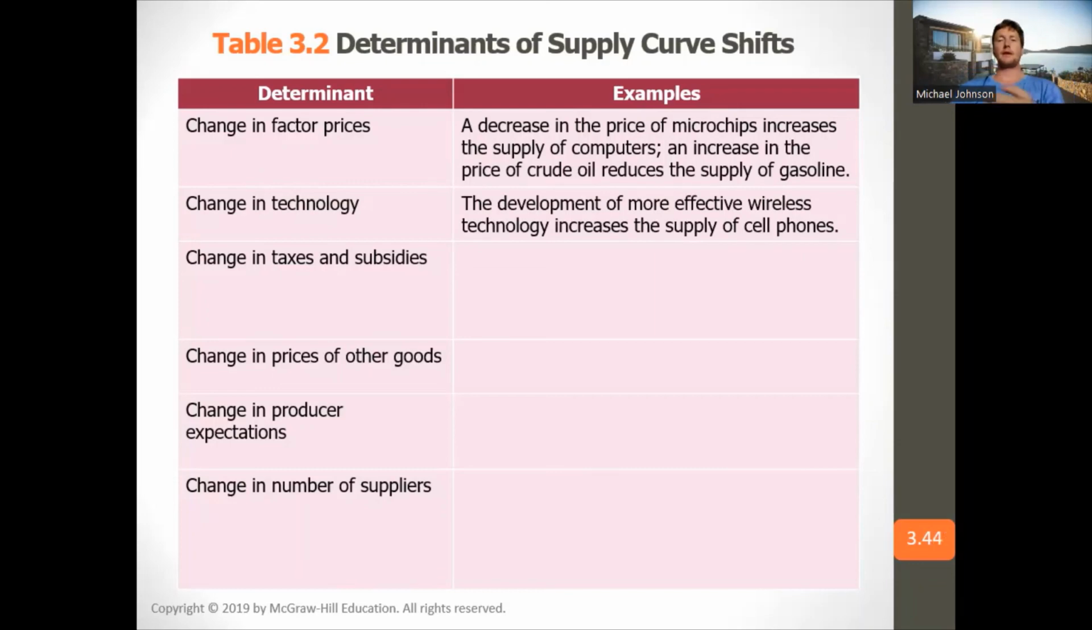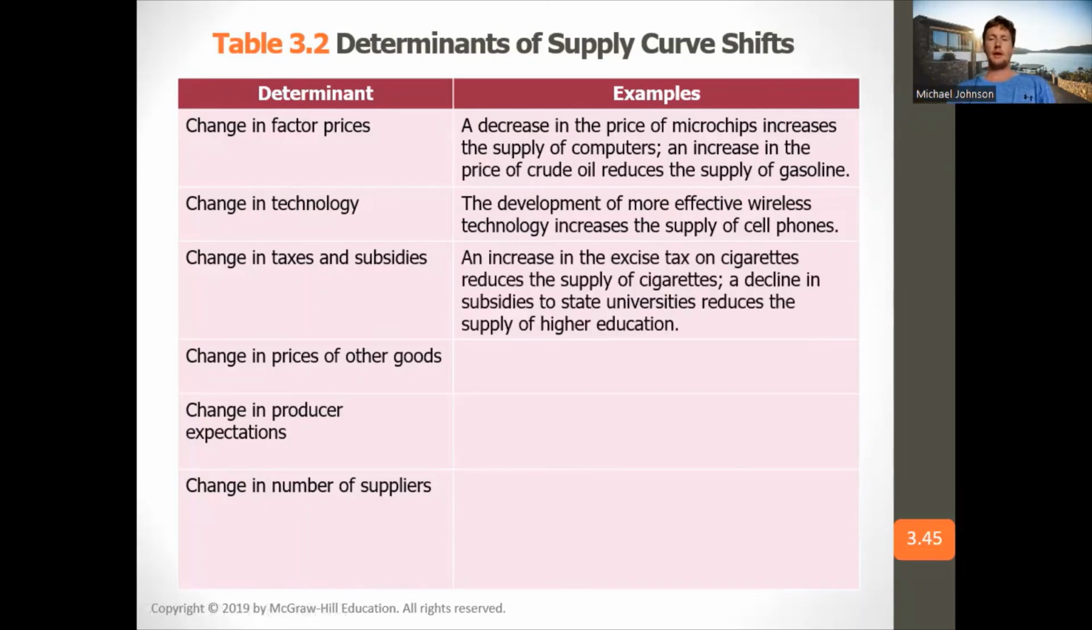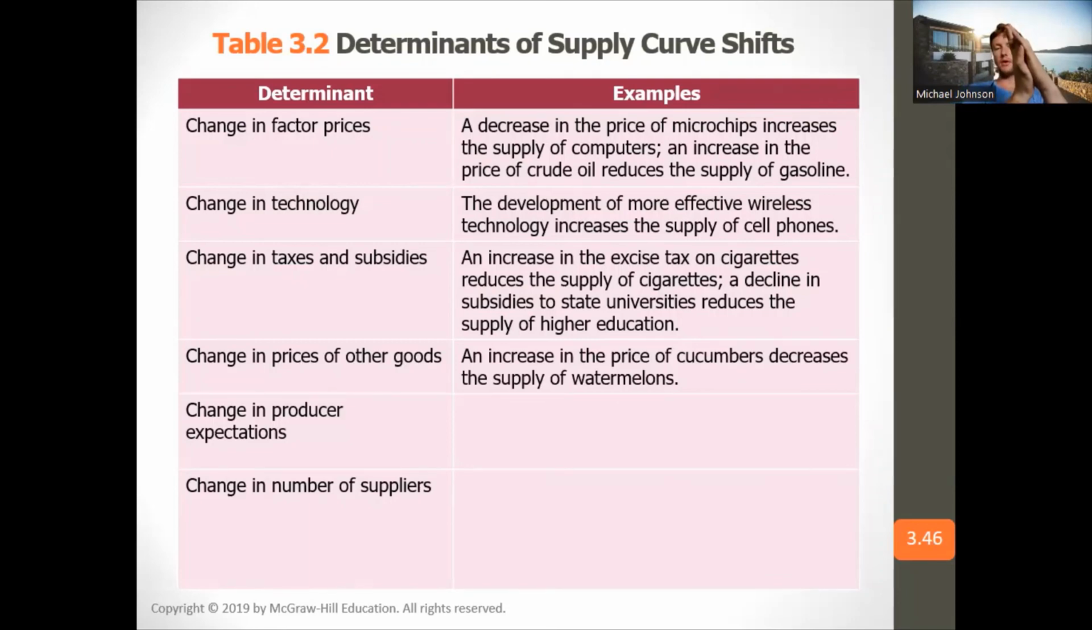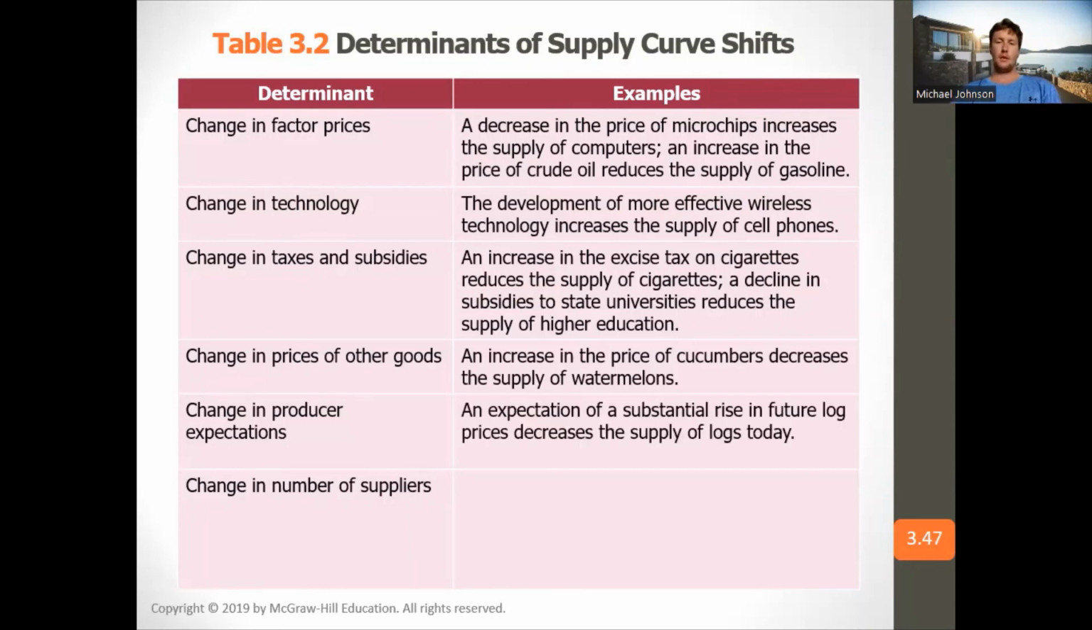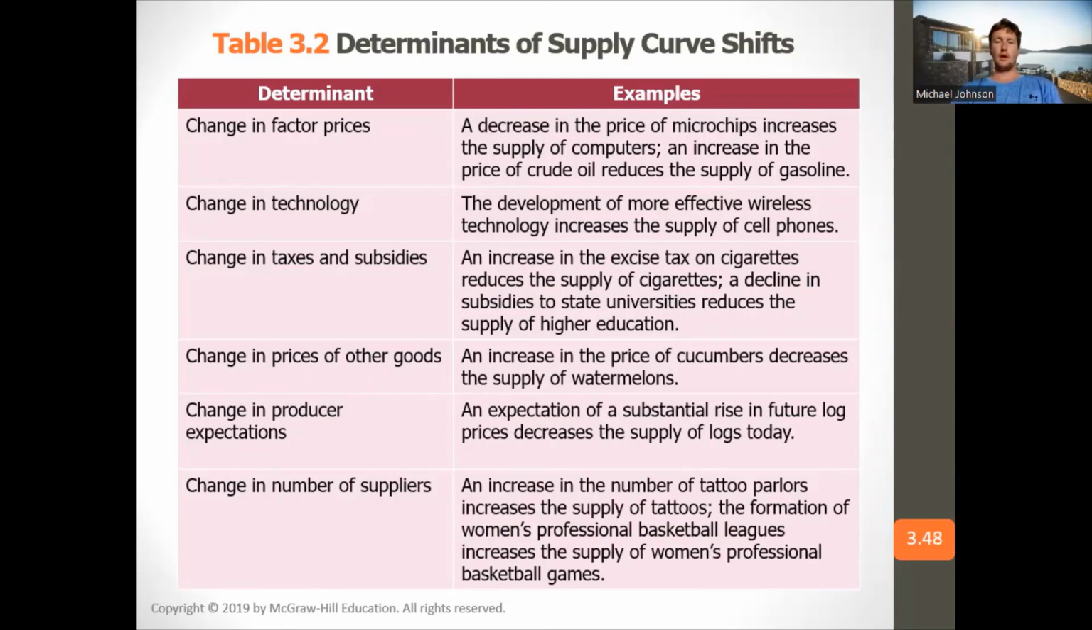And then development of more effective wireless technology increases the supply of cell phones. So it's cheaper now to produce more cell phones, so supply shifts right because it's cheaper, so they'll produce more cell phones. Then the increase in excise tax on cigarettes reduces the supply of cigarettes, shifts left. A decline in subsidies to state universities reduces the supply of higher education. An increase in the price of cucumbers decreases the supply of watermelons. And then there's others here.